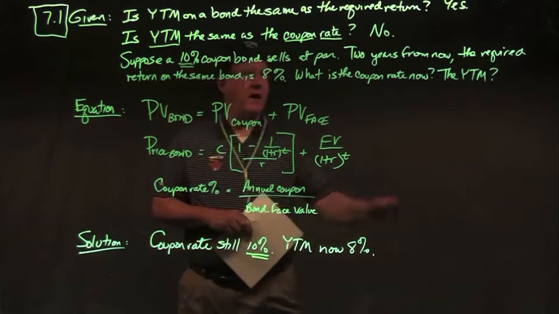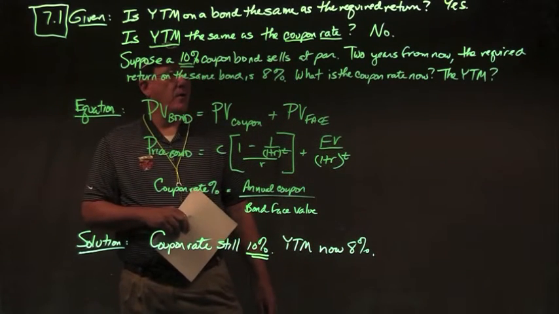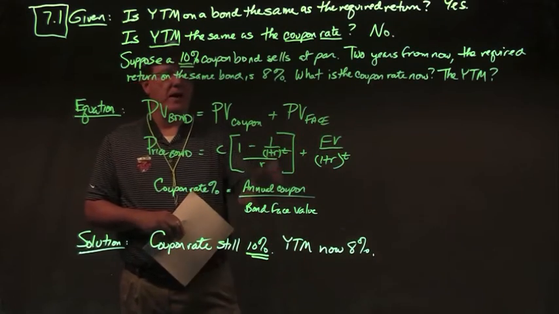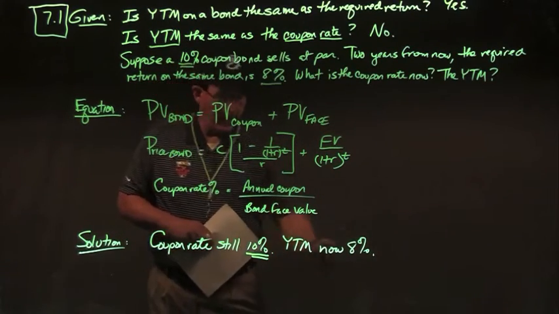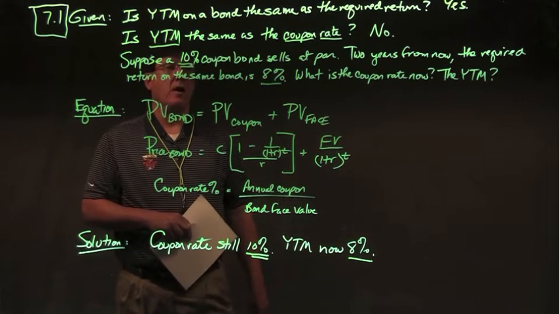So the coupon rate is still 10%, is the answer to that one. Then what is the YTM? Well, the YTM, the required rate of return by all of the bonds in the market, has now gone down to 8%. So the YTM is now 8%. There are your answers to problem 7.1.